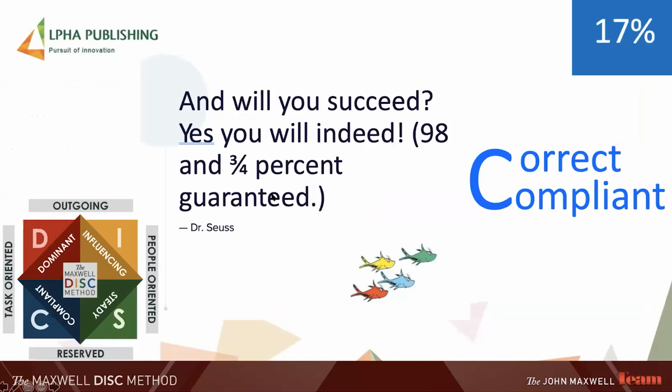Here, the 17%. These are the ones that are going to be the ideal model students in your class. And will you succeed? Yes, you will indeed. 98 3/4% guaranteed. So these students are going to be the ones who are quiet in class. These are the ones who are going to ask detailed questions. These are the ones who are going to do all of their homework. This is the percentage of the class which we consider the model student.